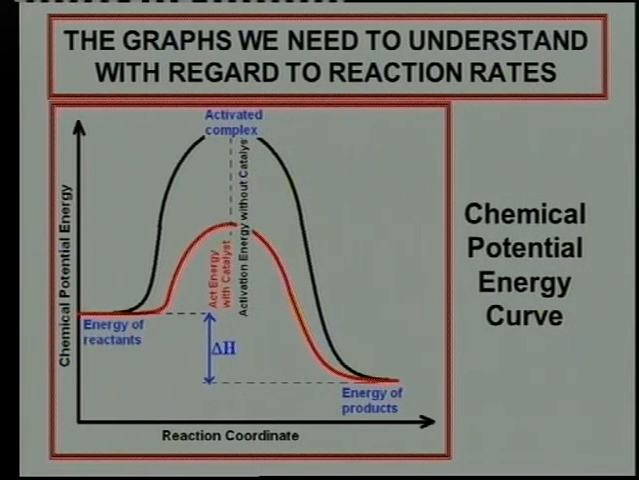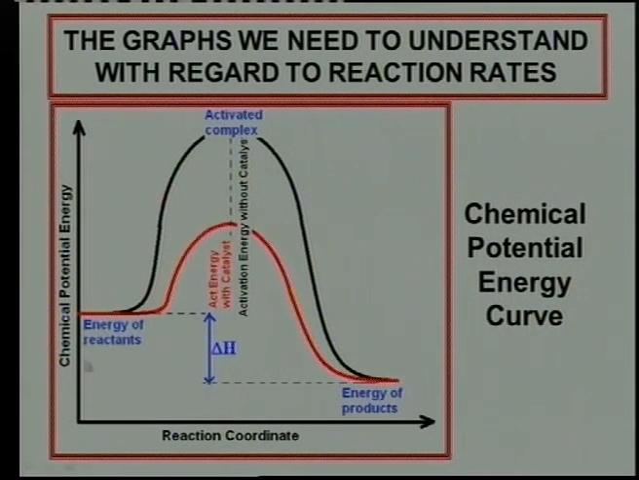Now we go to the graphs that are important for reaction rates. This is a graph that should be familiar to you from grade 11. And this is the chemical potential energy curve. It's very important that we label it properly. Our vertical axis gives us our chemical potential energy. Our horizontal axis gives us a reaction coordinate. It can also say time, but many times we use the term reaction coordinate.